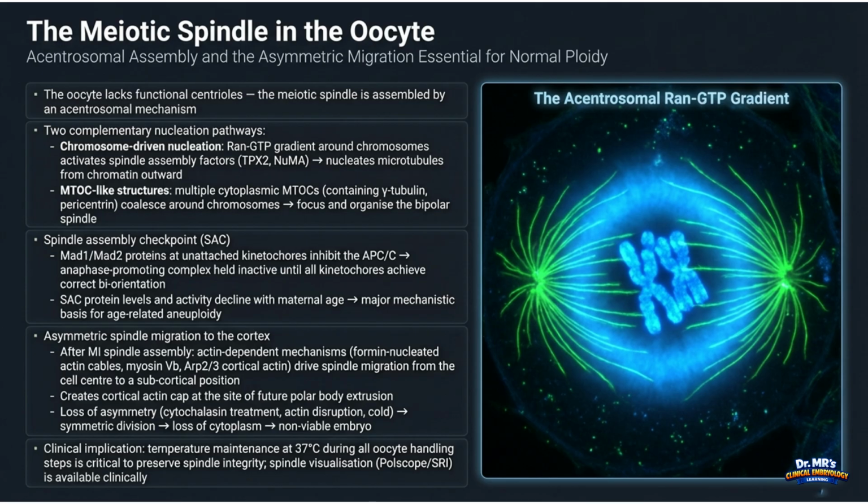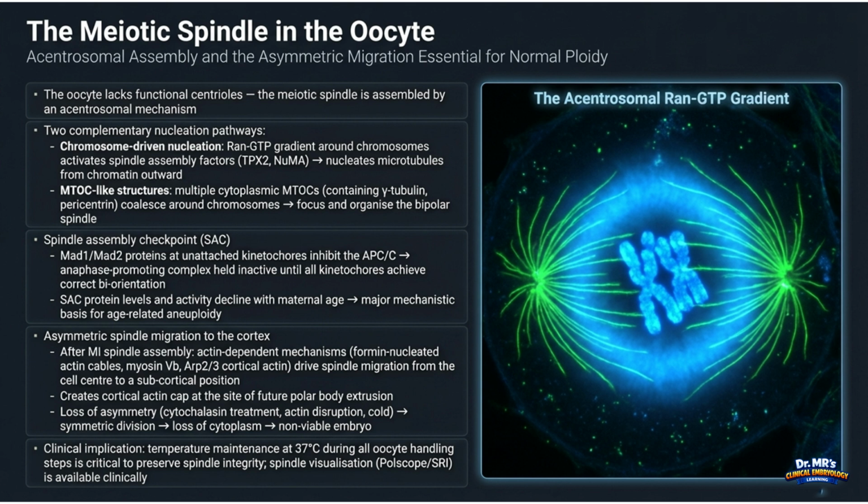That stop signal actively inhibits a massive protein complex called the anaphase-promoting complex, or APC/C. The APC/C is the master switch that triggers cell division. So as long as MAD1 and MAD2 are firing, the APC/C is shut off, and the cell is physically locked in metaphase arrest, unable to divide unless every single chromosome is captured.